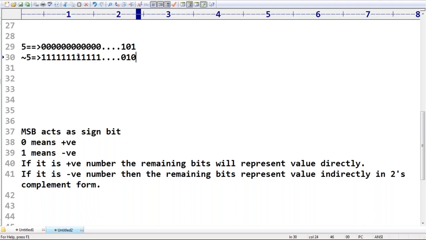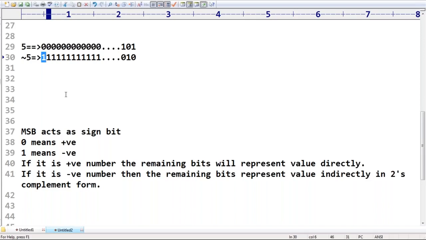I got the bitwise complement of 5. Now my question is, whatever value is represented by this is the value of the negation of 5. Remember this one, sir. Now my question is, what is the most significant bit? Can you please tell? What is the most significant bit? 1.